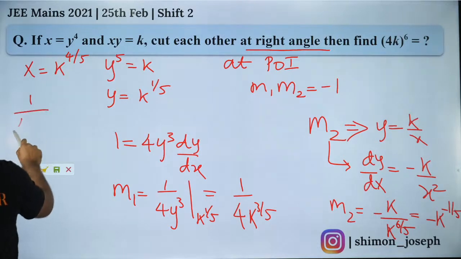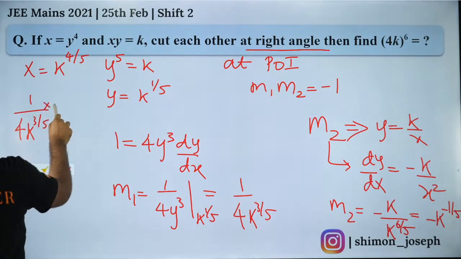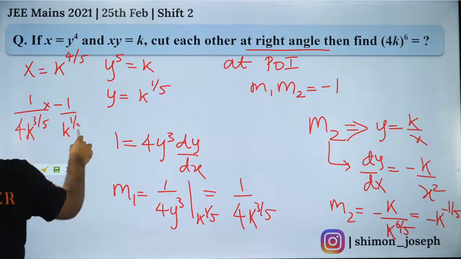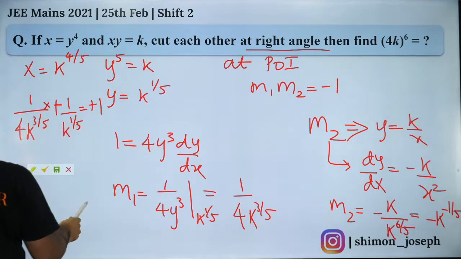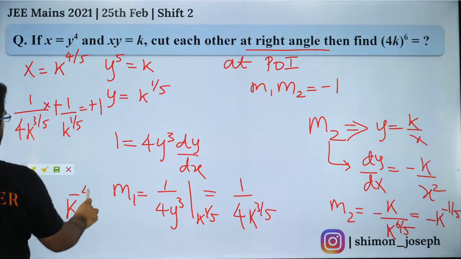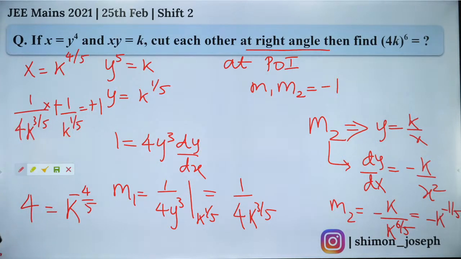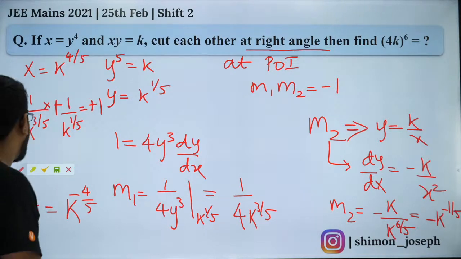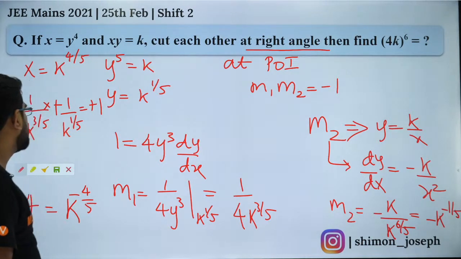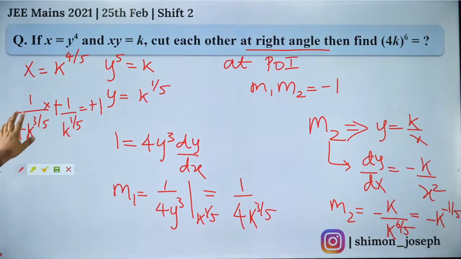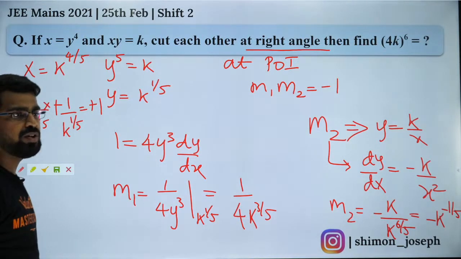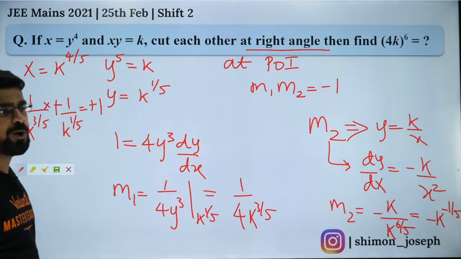So that means 1 by 4 k to the power 3 by 5 into minus of 1 by k to the power 1 by 5 is equal to minus 1. So minus 1 cancels. You will get 4 is equal to k to the power minus 4 by 5. Are you all clear with this, everybody? I'm sure you are able to follow till here. How many of you are able to follow? Many are not even following, guys.